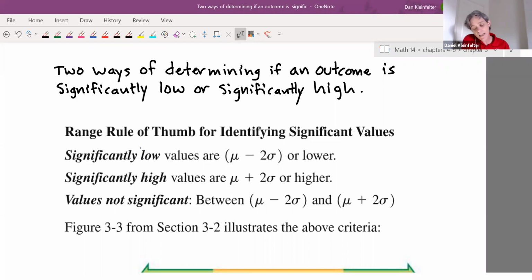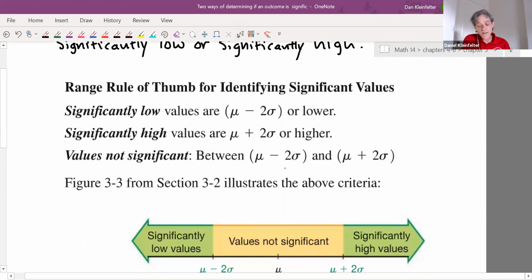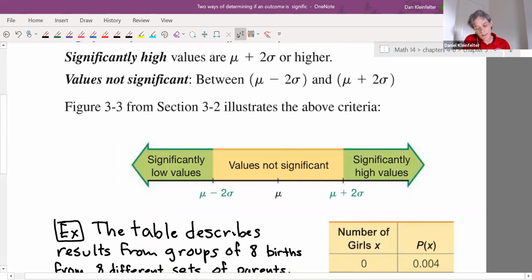The first one has to do with the range rule of thumb, and it says that significantly low values are basically 2 standard deviations below the mean or lower, and significantly high values are 2 standard deviations above the mean or higher, okay? And values that are just run-of-the-mill, not significant, are the ones that are between, right? Between mean minus 2 sigmas and mean plus 2 sigmas. So the graphic here really illustrates that.